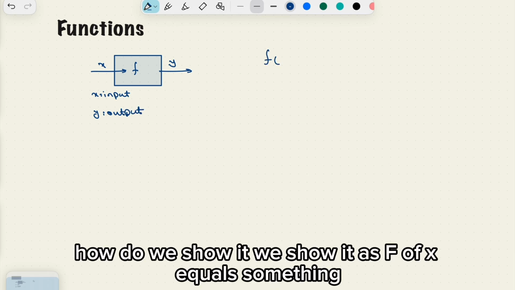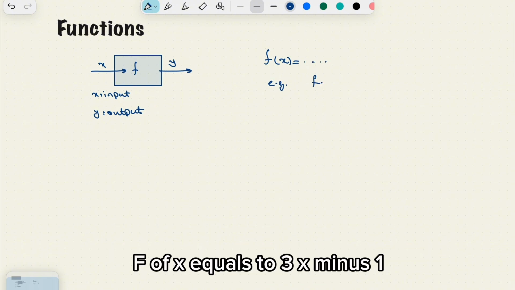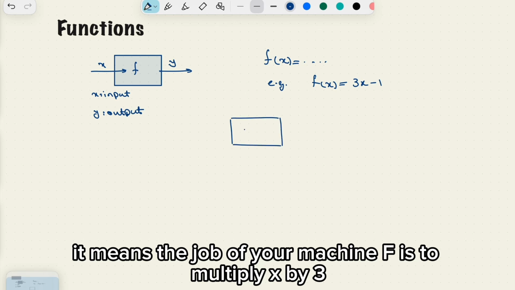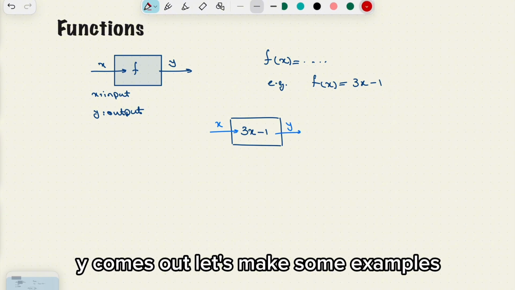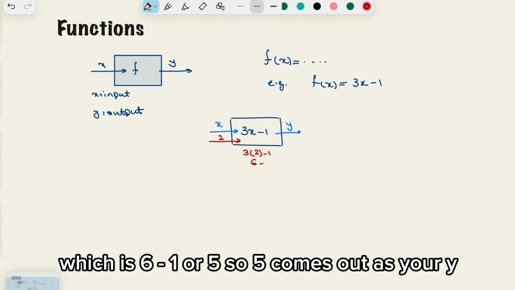How do we show it? We show it as f of x equals something. For example, f of x equals 3x minus 1. What does that mean? It means the job of your machine f is to multiply x by 3, then subtract 1 from it. So if x goes in, y comes out. Let's make some examples. Let's say 2 goes in. Then the machine changes it into 3 times 2 minus 1, which is 6 minus 1, or 5. So 5 comes out as your y.